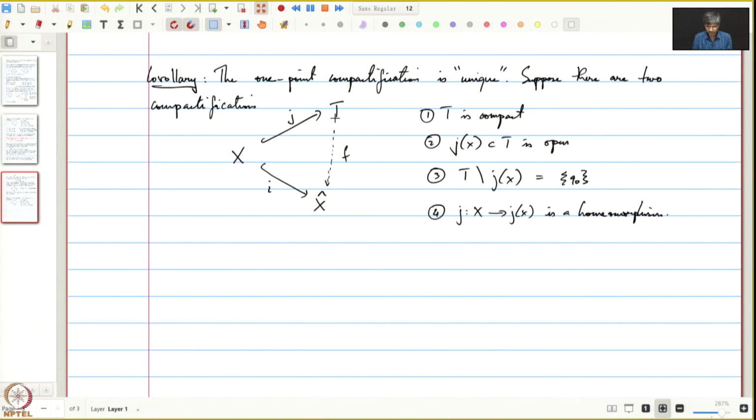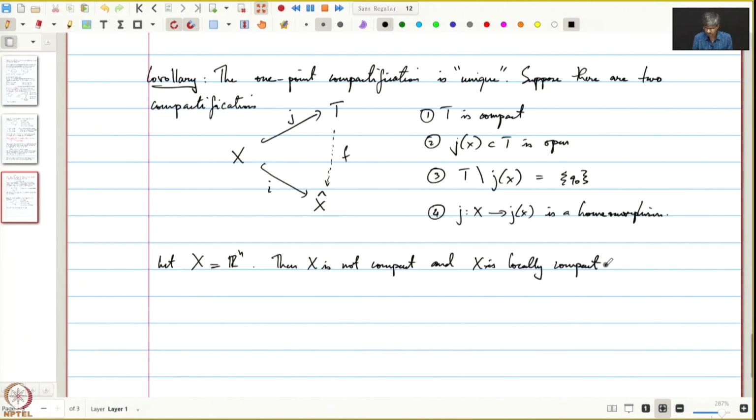Okay, so before we end this lecture, let us see one very standard application of this corollary that we saw, of the uniqueness of one-point compactification. So let X be equal to R^n, right? So then X is not compact and X is locally compact.